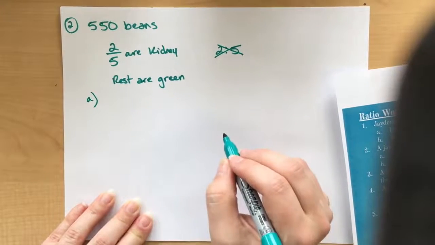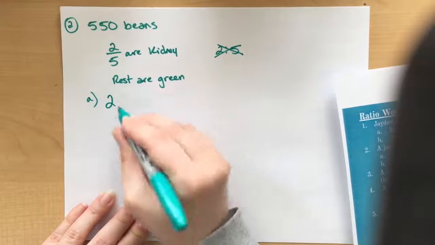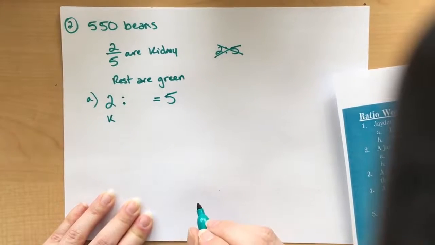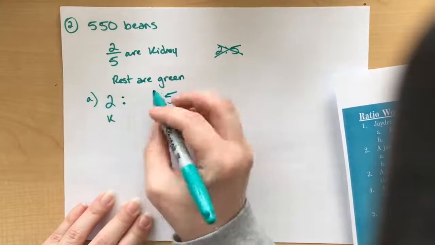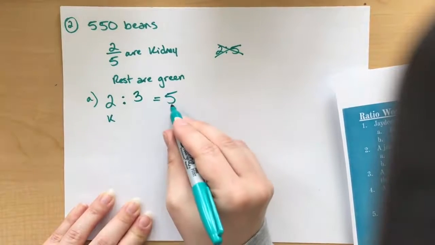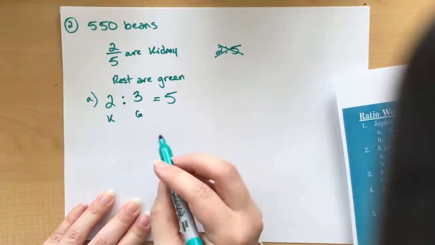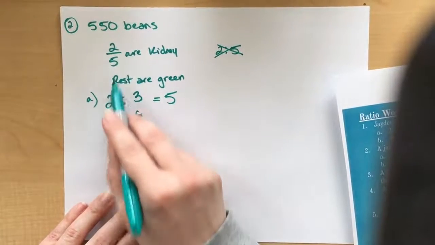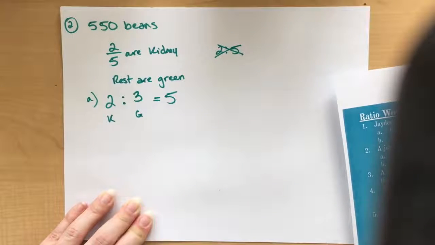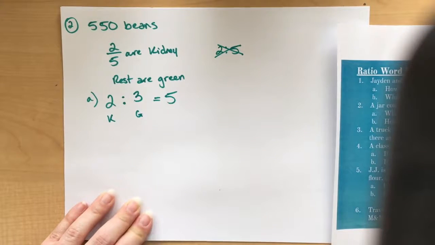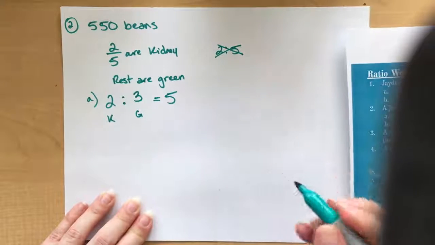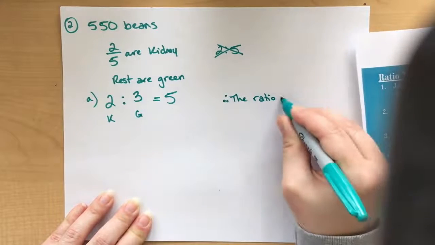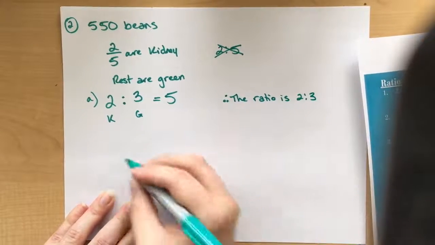What we're saying for A is we need the ratio where we know 2 are kidney beans, and we need a total that equals 5. So if I start off with 2, I put a 3 here, that will give me a total of 5. And those would be the green beans. So if there was only 5 beans, like we show here in our first fraction, 2 of them would be kidney. That means 3 of them would be green beans. So that's the ratio of kidney beans to green beans. Okay, so we're looking at, therefore, the ratio is 2 to 3.